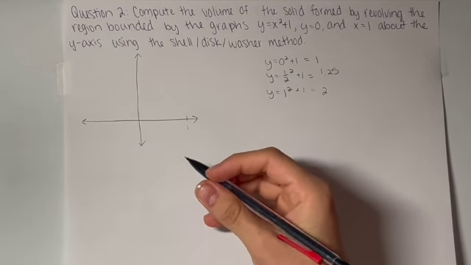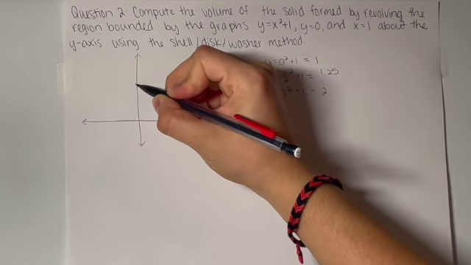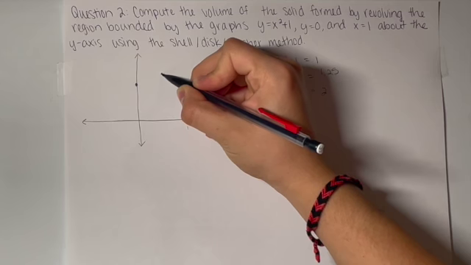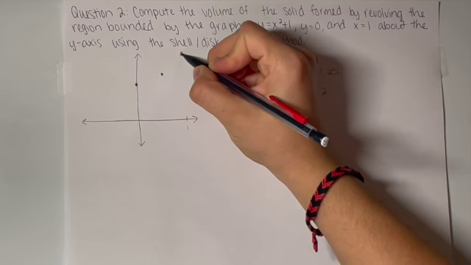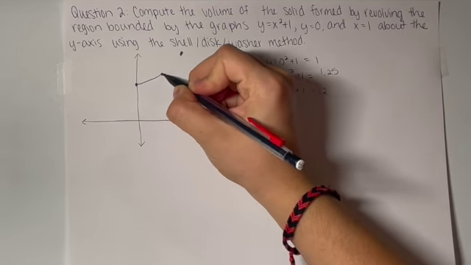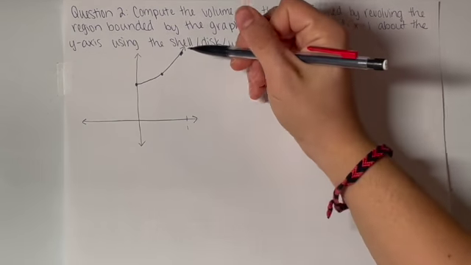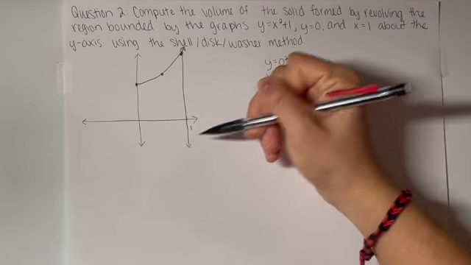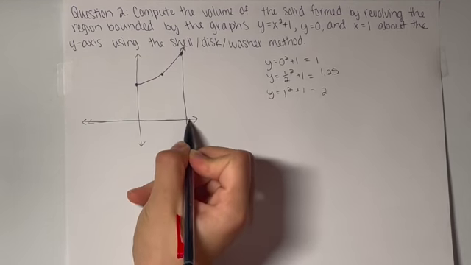We can then graph this, and then we will have x equals 0 and y equals 1, x equals 1/2 and y equals 1.25, and x equals 1 and y equals 2. We then have this function. We also know that x is equal to 1, so we can draw a line at x equals 1. And we also know that y is equal to 0, which is the same as our x-axis.